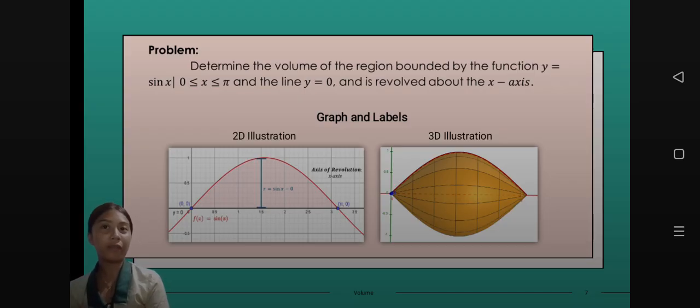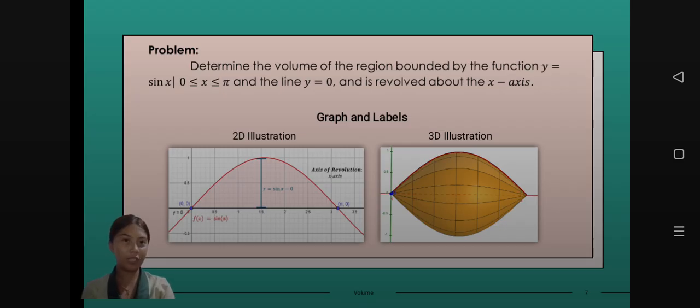V is equal to the integral of A(x) dx, where A(x) is equal to pi radius squared, and radius is equal to the function minus the axis. Let's now have another 2D illustration to label the needed values in the formula. We only need the value of r, or radius, which is equal to the function minus the axis. Our function above is y equal to sine x. We have sine x minus 0 is equal to sine x. Therefore, r or radius is equal to sine x. Let's now substitute those values in the formula.